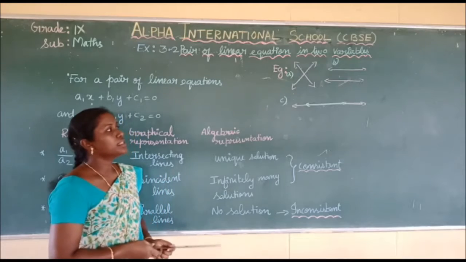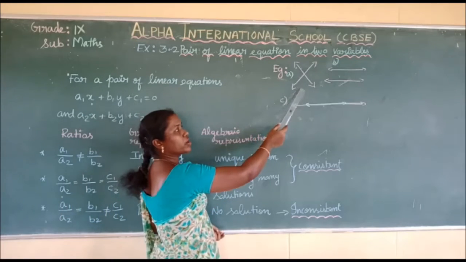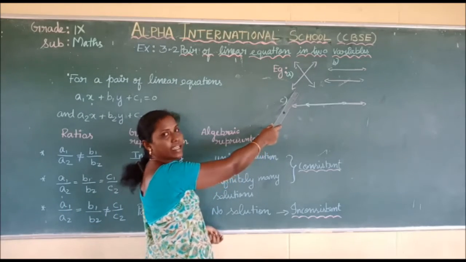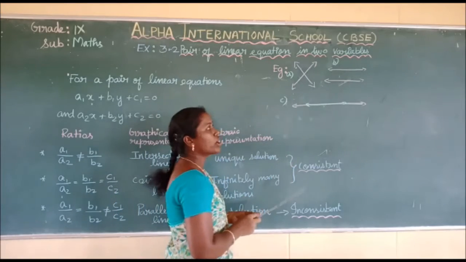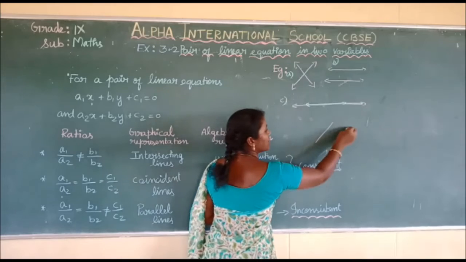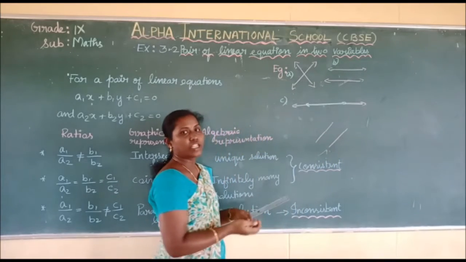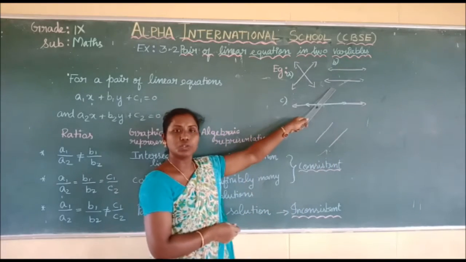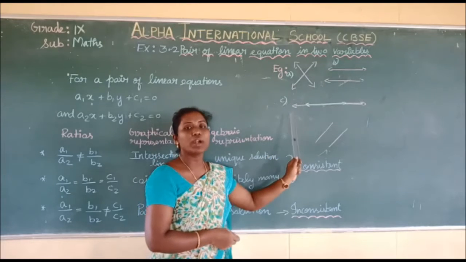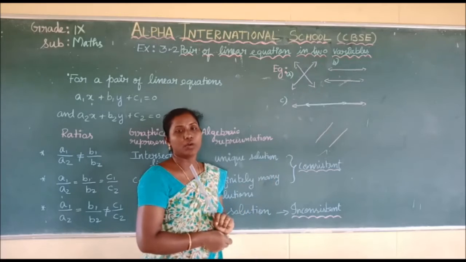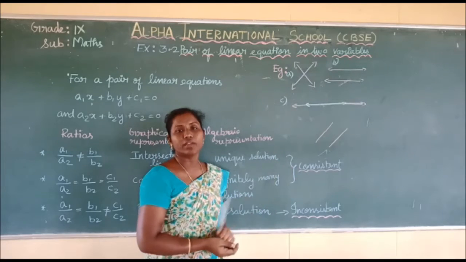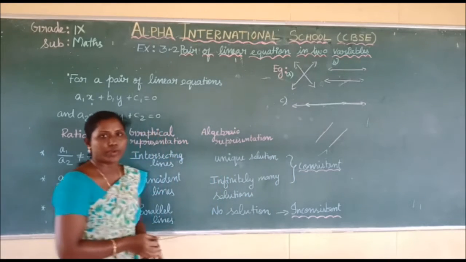So see here, if you get such a graph on your graph sheet, it means it is intersecting lines. It intersects at only one point. In any direction, if you are getting parallel lines, there is no solution. If one line lies on the other line, that is called a coincident line. So based on the graph also, we can give the solution of a pair of linear equations.